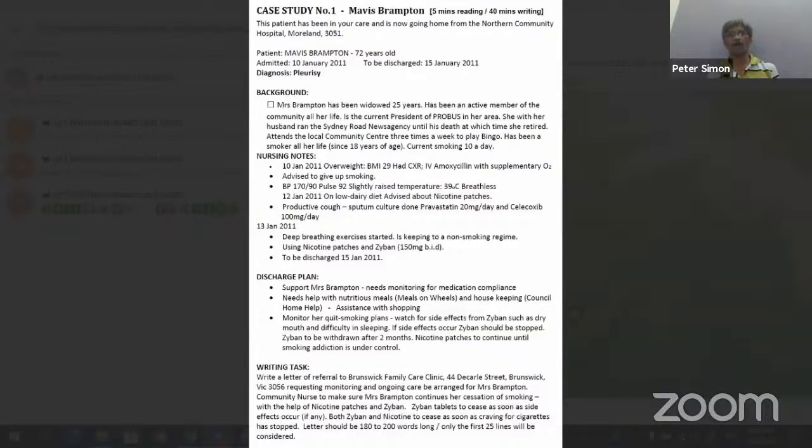The next one you have the admission. Then on 13th, some activities. Okay. So 10th Jan on admission, 10th Jan, 12th Jan, then 13th Jan. Okay, then now it is 15th Jan, she is going to be discharged. So these are very important.